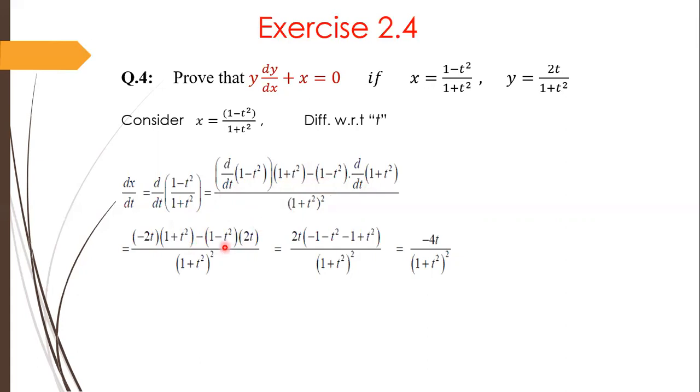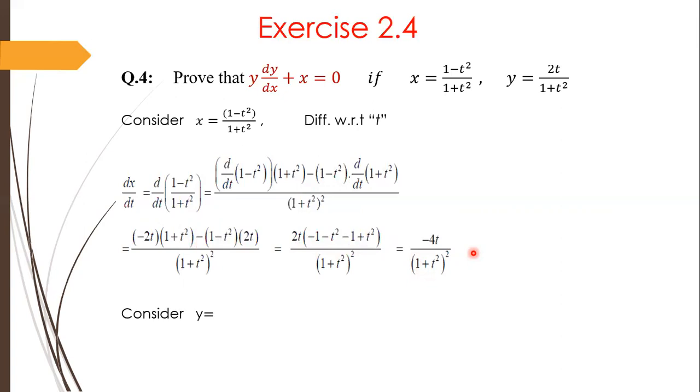Minus 1 minus t square as it is, derivative of 1 is 0 plus t square, whose derivative with respect to t is 2t. We can take 2t common from the numerator. The remaining terms are minus 1 minus t square minus 1 plus t square. Plus t square and minus t square cancel out. Minus 1 and minus 1 is minus 2. 2t multiplied by minus 2, we get minus 4t over (1 plus t square) whole square. This is the answer of dx by dt.